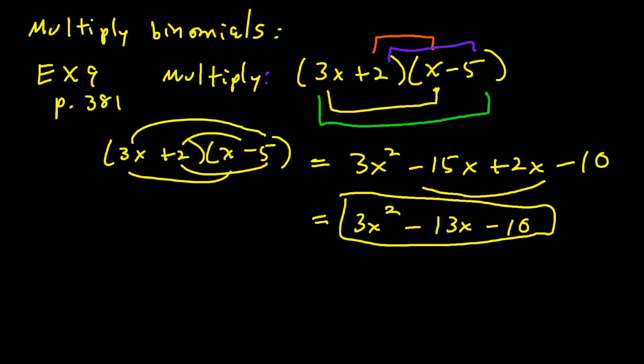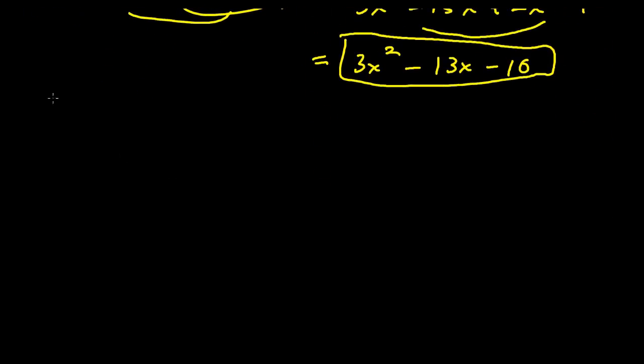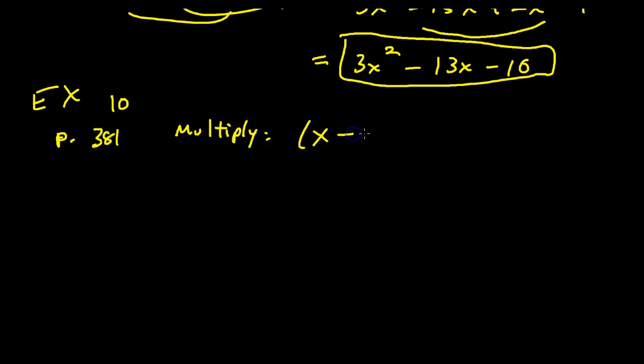All right, let's do some more of these examples. Multiplying two binomials. This one's example 10 on page 381. Again, multiply x minus 4 times y plus 3. That's a y there. Right? X minus 4 times y plus 3. Again, we'll work it out with our first, outers, inners, lasts.